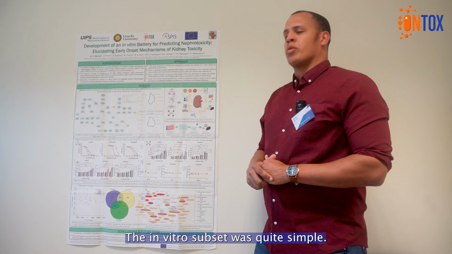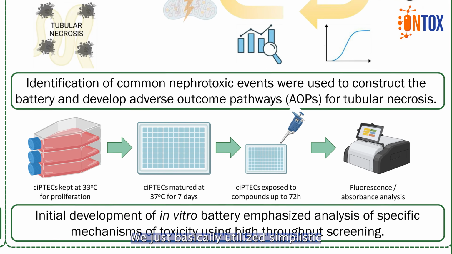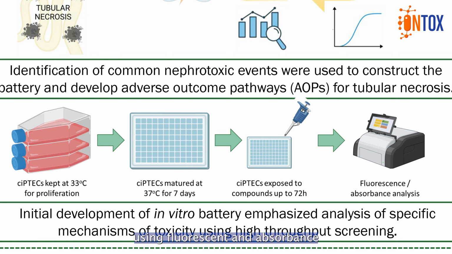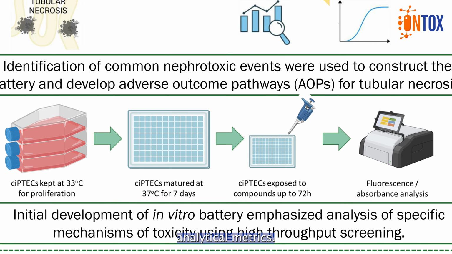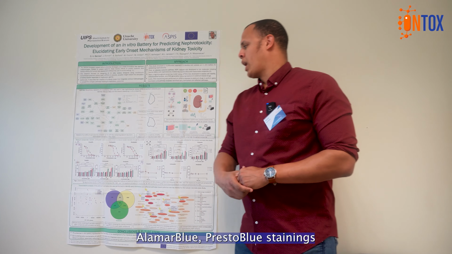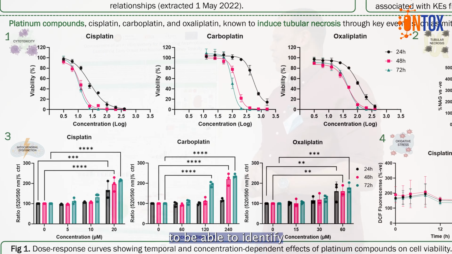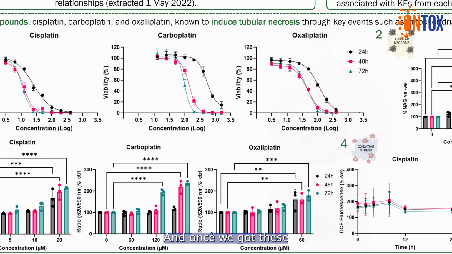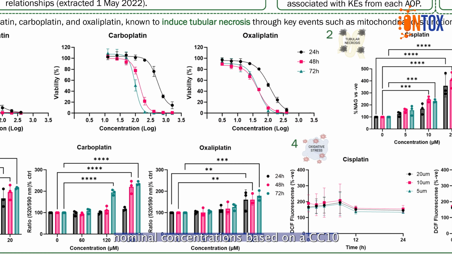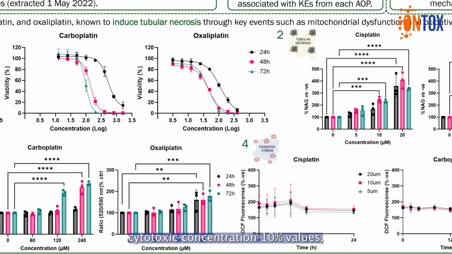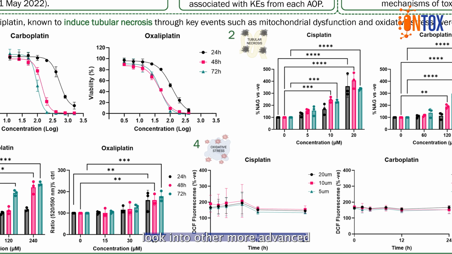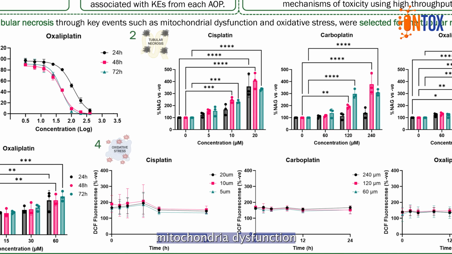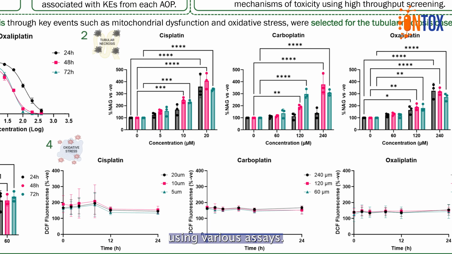The in vitro setup was quite simple. We just basically utilized the simplistic 2D monolayers with the growing of the cell line and analyzing them using fluorescent and absorbance analytical metrics. Initially, we utilized just simple Alamar Blue, Presto Blue stainings to basically identify the cell viability over 3 different time points, 24, 48, and 72 hours. And once we got these nominal concentrations based on our CC10, cytotoxic concentration 10% values, we were able to then look into other more advanced mechanisms of toxicity, i.e. looking at tubular necrosis, mitochondrial dysfunction, and oxidative stress using various assays.